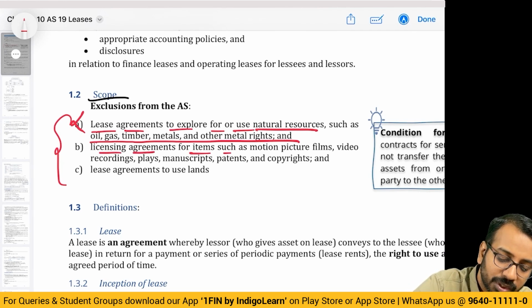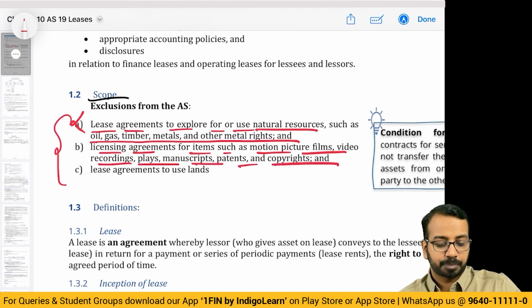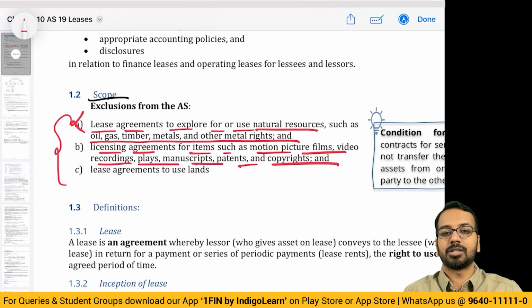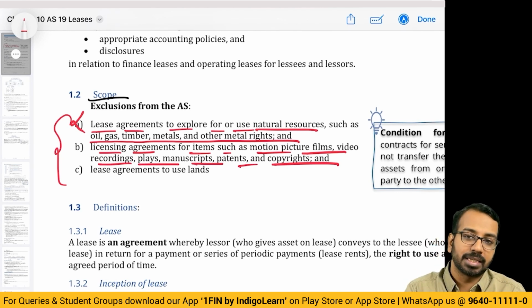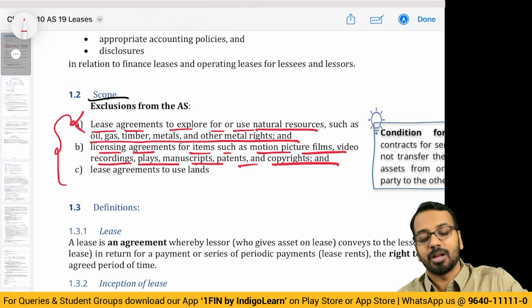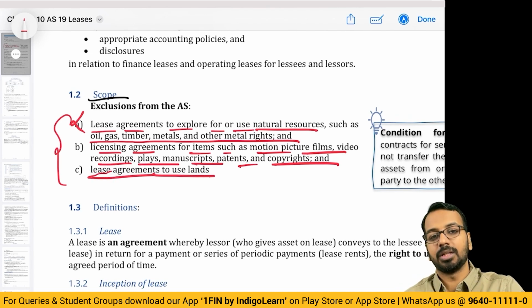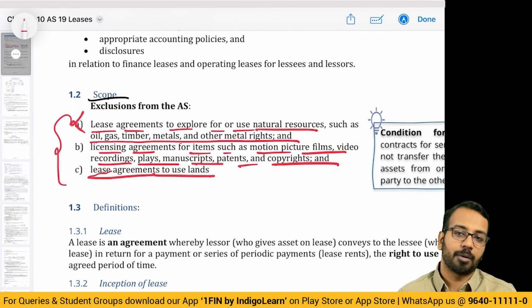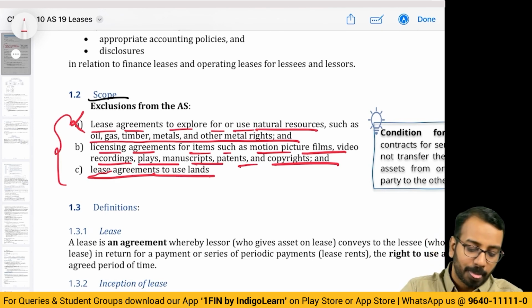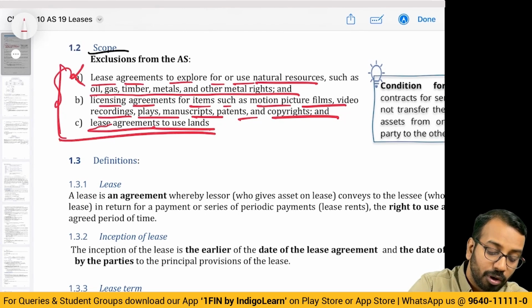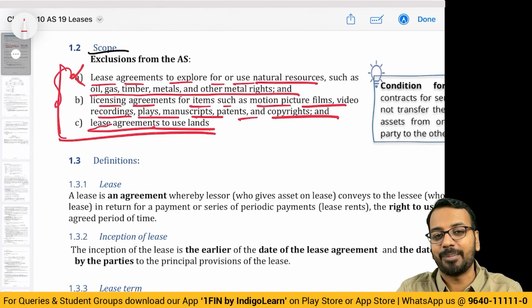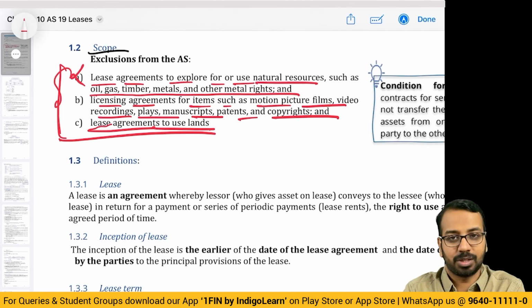Licensing agreements for items such as motion picture films, video recordings, plays, manuscripts, patents, copyrights, etc. So if I give a license to theaters to run my classes, for example, when I am giving the other party the right to use my videos, that is excluded. Lease agreements to use land are also excluded from the scope of this standard. These are the exclusions you have to remember because the institute has got into the habit of testing some of these as MCQs.